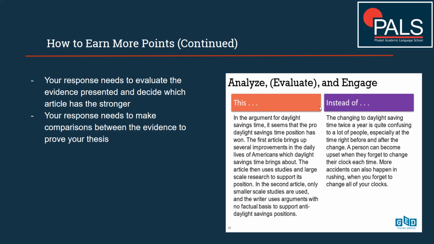The changing to daylight saving time twice a year is quite confusing to a lot of people, especially at the right time before and after the change. A person can become upset when they forget to change their clock each time. More accidents can also happen in rushing when you forget to change all of your clocks. Okay, you see the second piece of text here. There's no supporting evidence. It's just someone stating ideas. There's no depth to it, there's no validity to it. So the first one here is obviously the much better example.